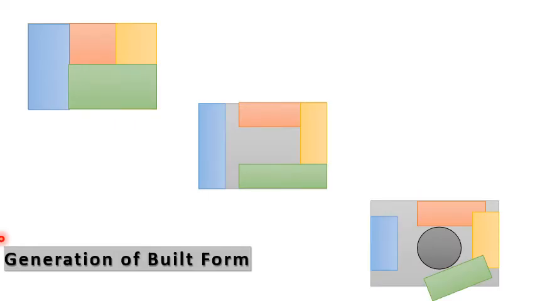Generation of build form. Firstly, I have considered a rectangle. I divided that rectangle into four parts. Then I cut the parts in half and placed them along the boundary of the rectangle. Then I have tilted one block and made an open space.